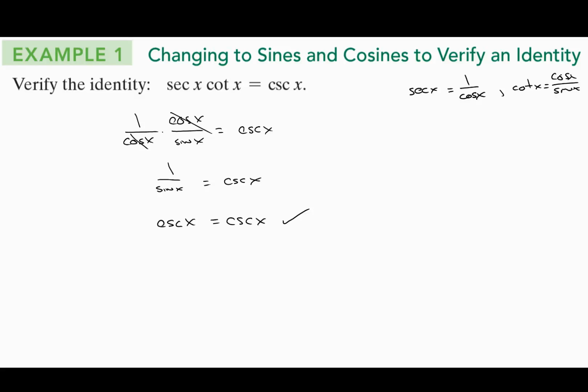So this has been verified. I now have shown that this identity, secant cotangent, is equal to cosecant. Now, this identity is not something that you should try to remember. Okay, yeah, it works, but it's just easier to show that it's equal as opposed to trying to just remember all the different variants. And there's too many. There's an infinite number of ways that you could set up the left-hand side here to be equal to cosecant.